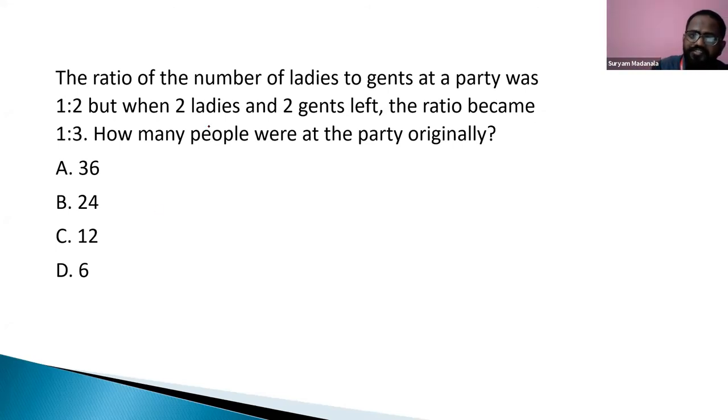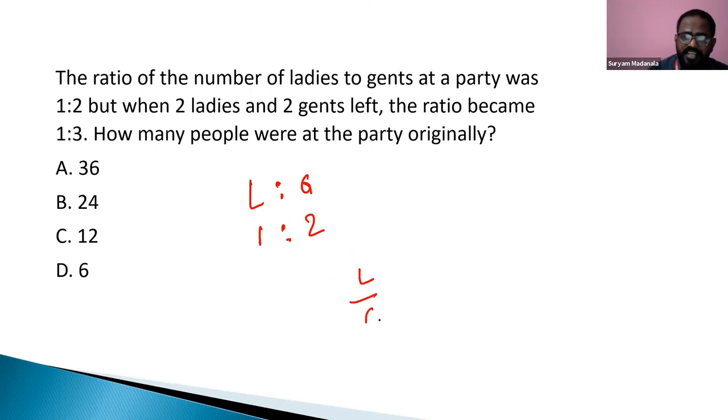The ratio of number of ladies to gents at a party was 1:2. Okay, this is what is given to us. When 2 ladies and 2 gents left, the ratio becomes 1:3. How many people were at the party originally?